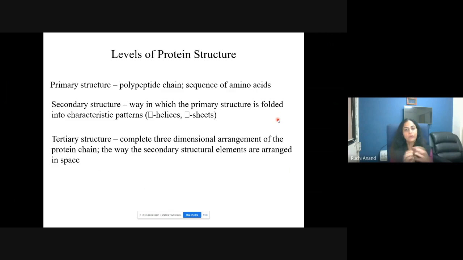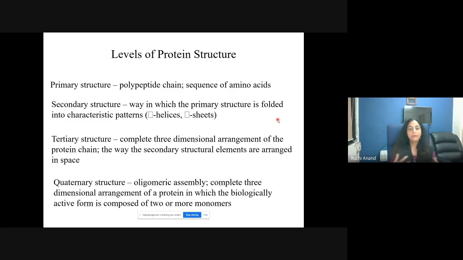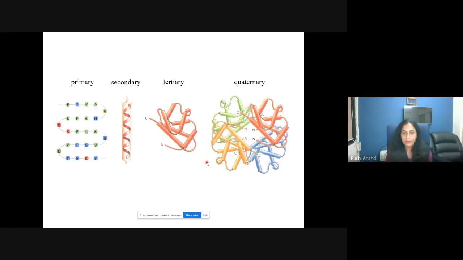Tertiary structure, they come together and make some kind of a domain structure, and the secondary structures arrange themselves in space. It's called tertiary structure. And then when more than one come together, like I said, they are quaternary structures. And then you can get an oligomeric assembly. Sometimes proteins don't work individually, they work as an oligomer. So these are the levels of protein structure, and I'm going to talk about them a little bit in detail.